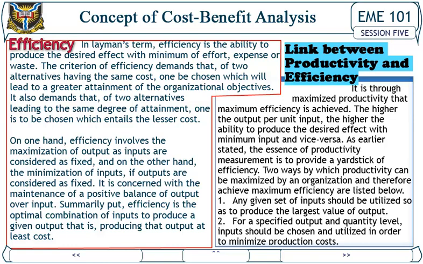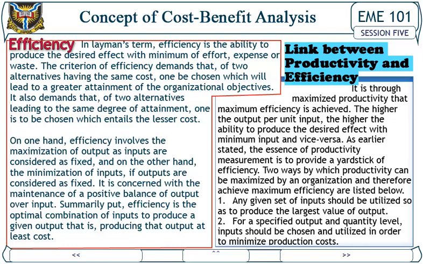It also demands that of two alternatives leading to the same degree of attainment, one is to be chosen which entails a lesser cost. On one hand, efficiency involves the maximization of output as inputs are considered fixed, and on the other hand, the minimization of inputs if outputs are considered fixed. It is concerned with the maintenance of a positive balance of output over input. Summarily put, efficiency is the optimal combination of inputs to produce a given output, producing that output at least cost.